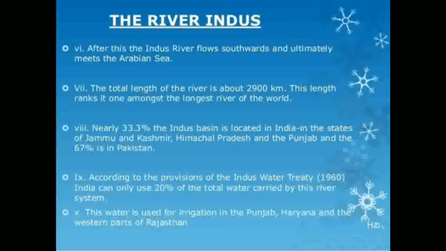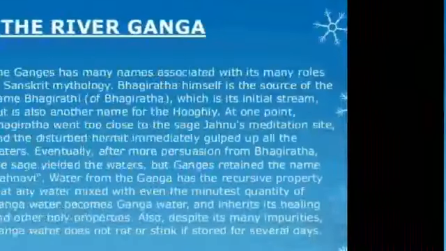There is a treaty between India and Pakistan on the water. This water treaty, called the Indus Water Treaty, was made between the two countries in 1960. According to the treaty, only 20% of the water can be used by India, and the rest of the water is supposed to be used by Pakistan. So the water which we are allowed to use from this very river is used for irrigation purposes in Punjab, Haryana, and some parts of Rajasthan, particularly the western parts of Rajasthan.